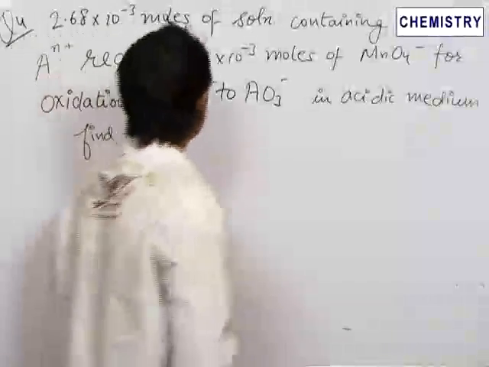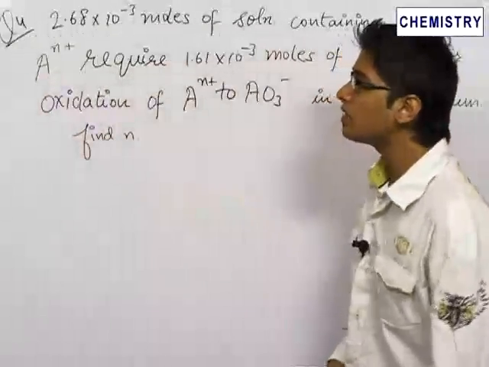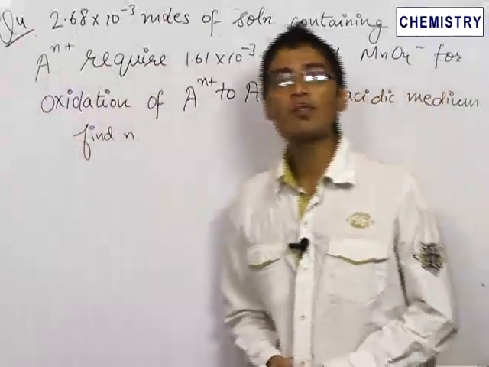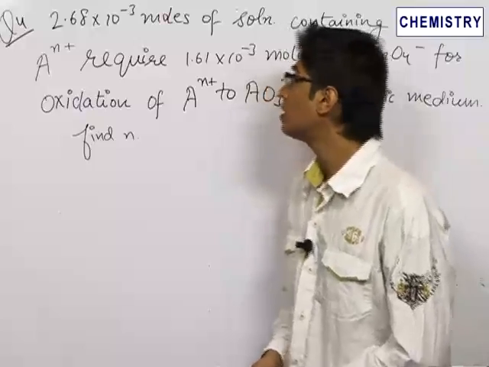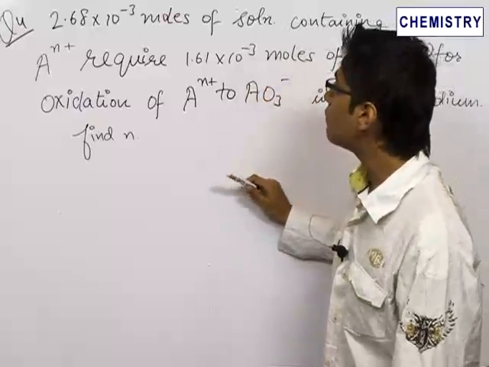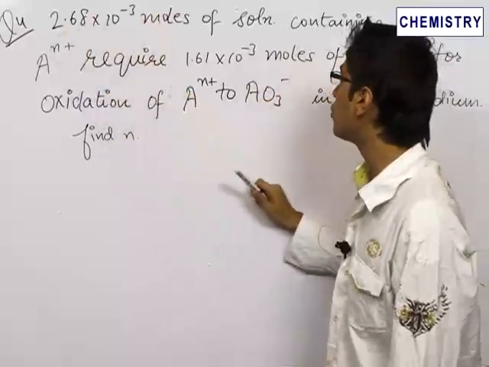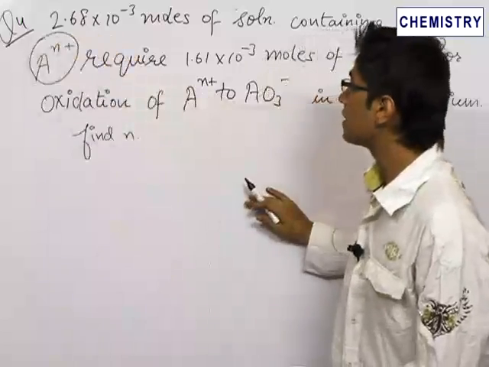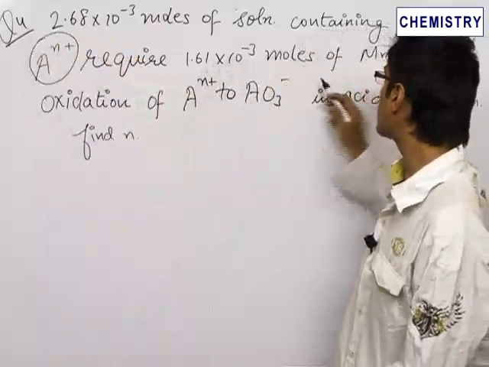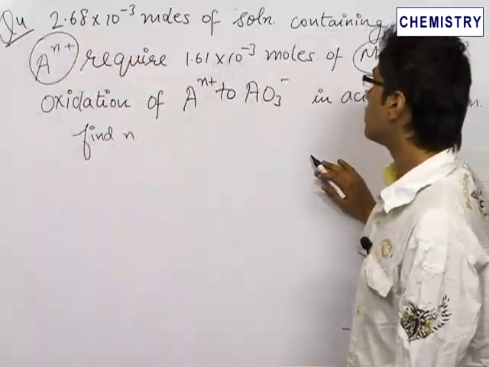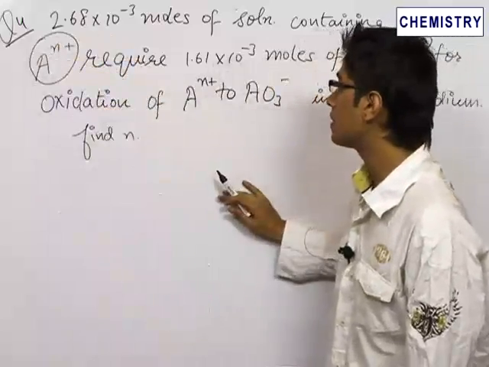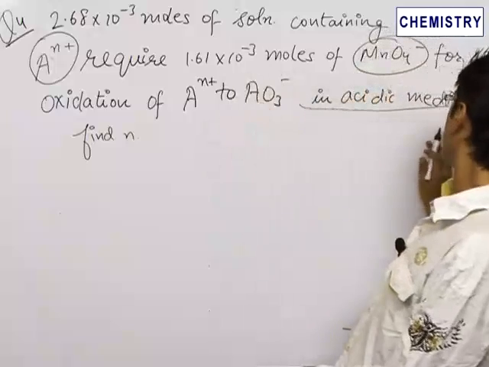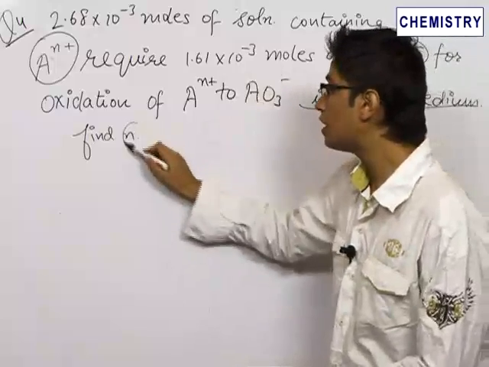Now the next question of ours is a highly important problem because it gives us a hint of the equivalent concept, which is another important concept apart from mole concept in this chapter. We have a solution and we are given that 2.68 into 10 power minus 3 moles of this solution containing the ion A^n+ requires 1.61 into 10 power minus 3 moles of MnO4 negative for the oxidation of A^n+ into AO3 negative, and the whole process has been completed in acidic medium. We want to find the value of n.